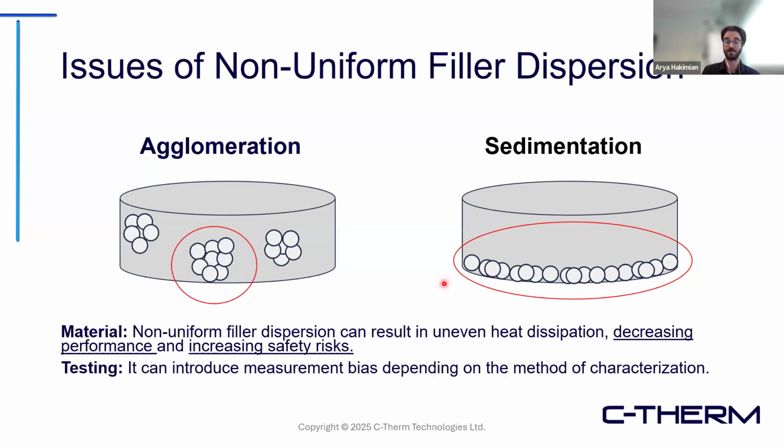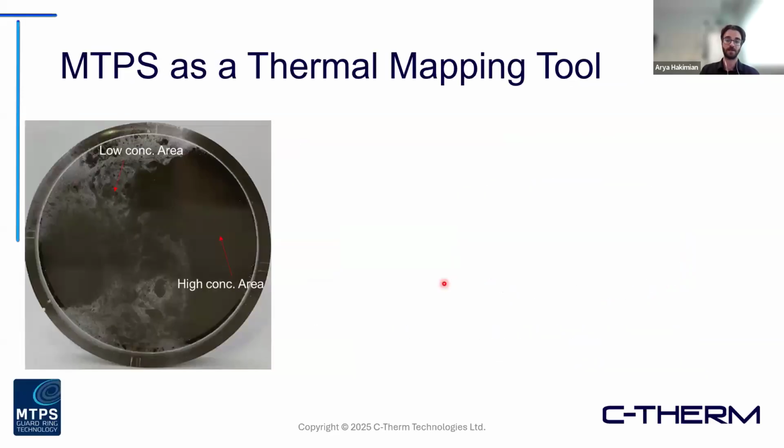So it's really nice to have a way to identify this. With the MTPS, there's what we call thermal mapping. In this example that I'm showing here, this was an epoxy resin with a conductive metal nanoparticle dispersed throughout. As we can tell just by looking at it, not a great sample. There are clearly areas where there are higher and lower concentrations, non-uniform, not the best.